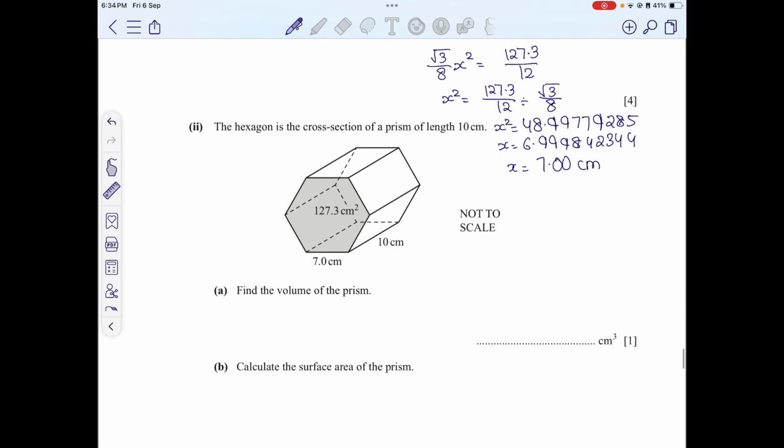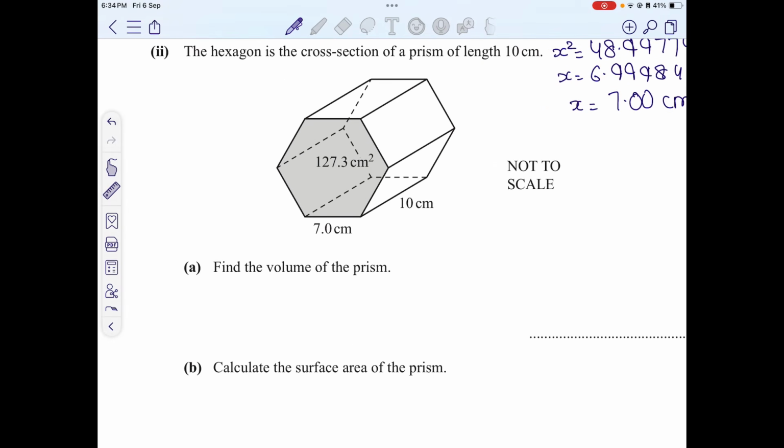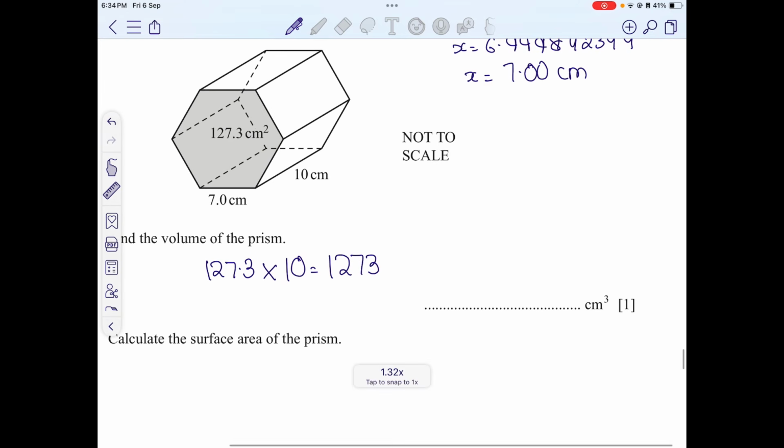Now the next part says that the hexagon is a cross-section of a prism of length 10 centimeters. Find the volume. Remember, in a similar question, the volume would be the surface area into the length, which is 127.3 surface area. The length is 10 centimeters, that is 1273. You can see this is a pretty easy question, that's why it's only given 1 mark here.